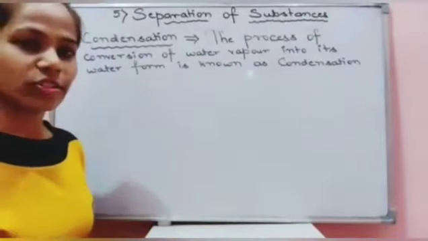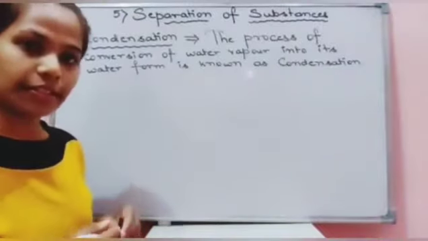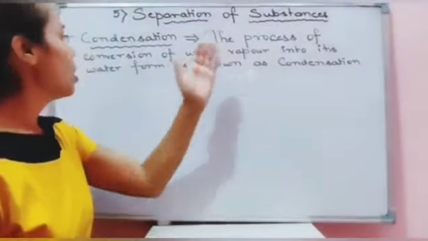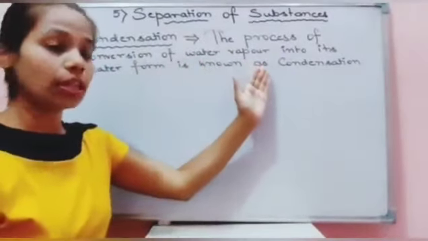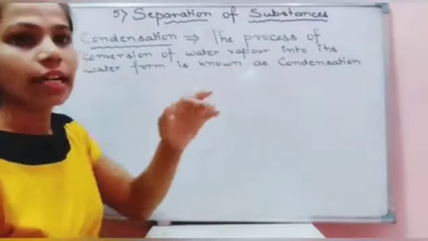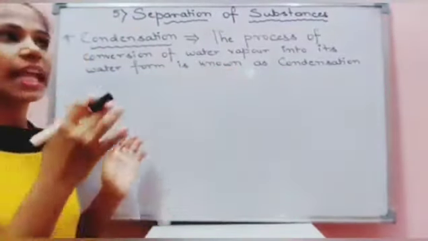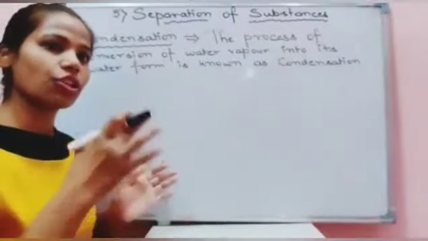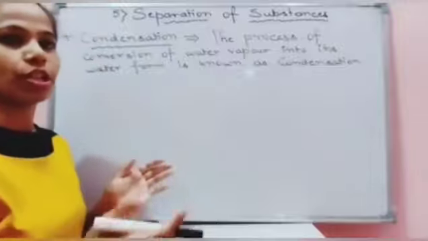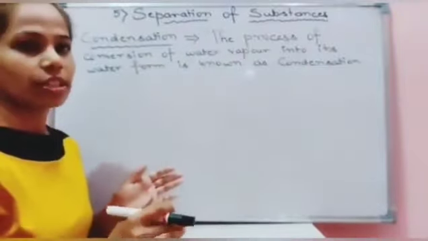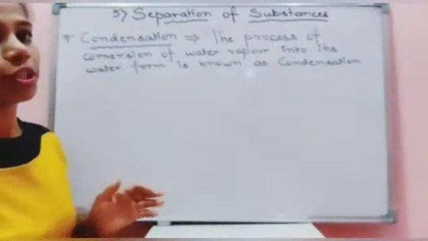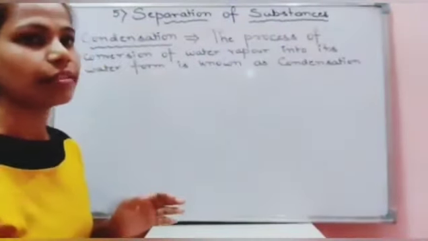Moving on to the next topic, children, that is condensation. What is condensation, children? The process of conversion of water vapor into its water form is known as condensation. In the last topic we had seen the conversion of water into water vapor, that is known as evaporation. Now just vice versa, the conversion of water vapor into its water form is known as condensation.